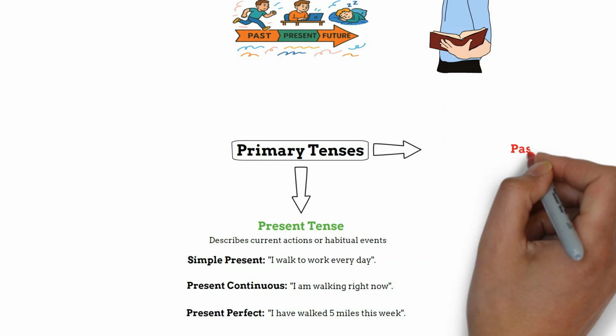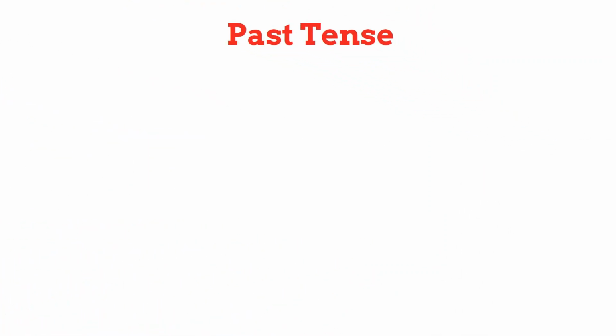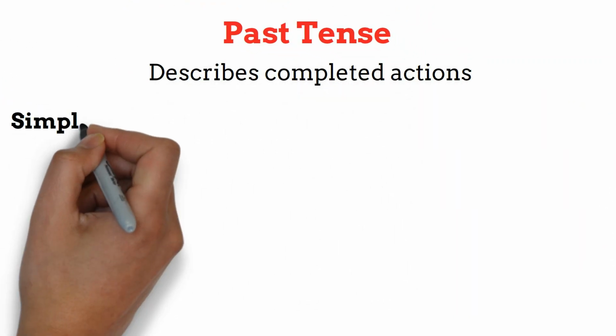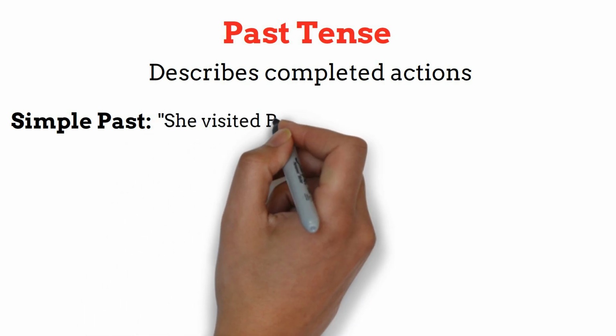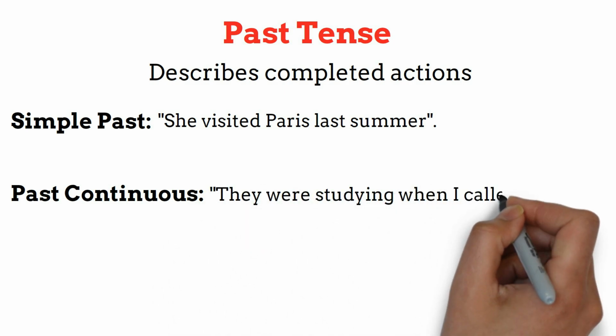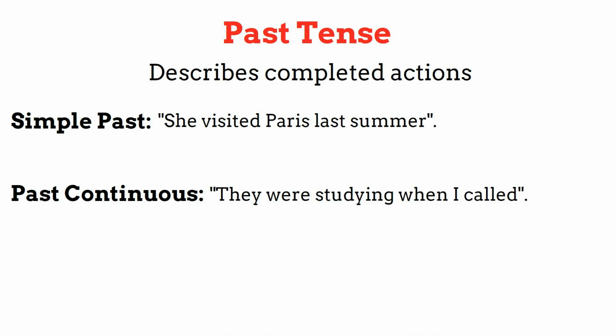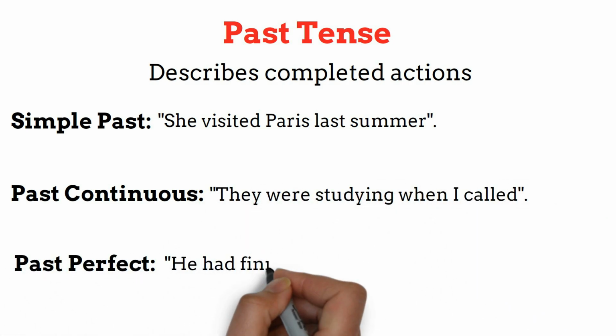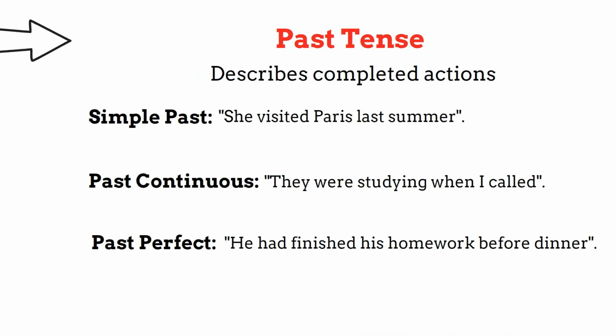Second, past tense. Describes completed actions. Simple past. She visited Paris last summer. Past continuous. They were studying when I called. Past perfect. He had finished his homework before dinner.